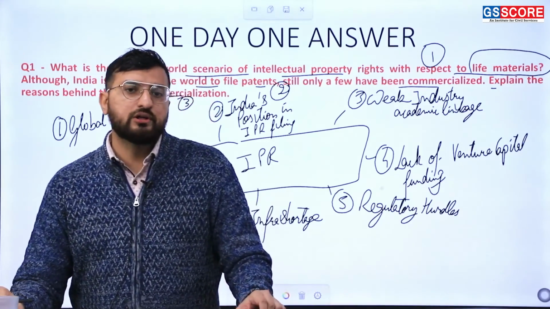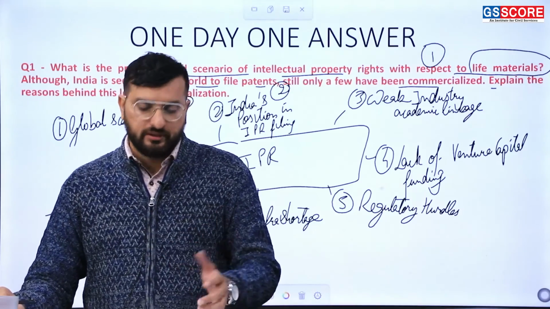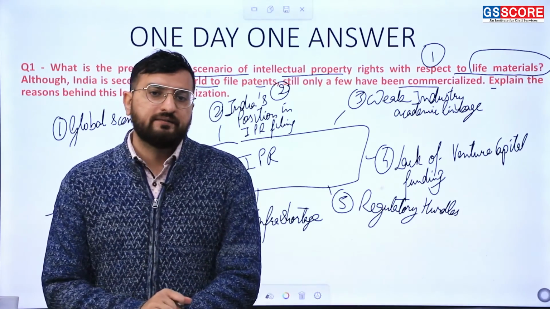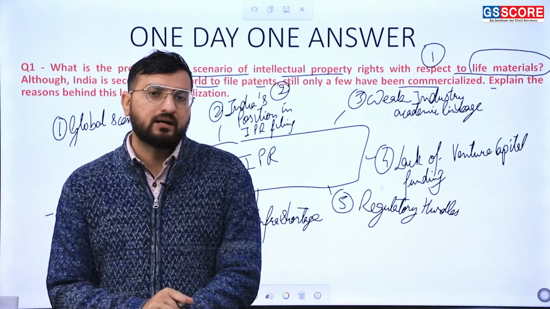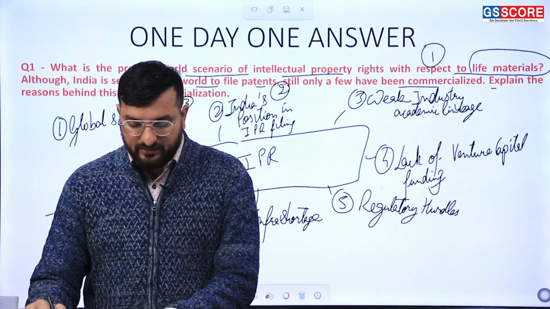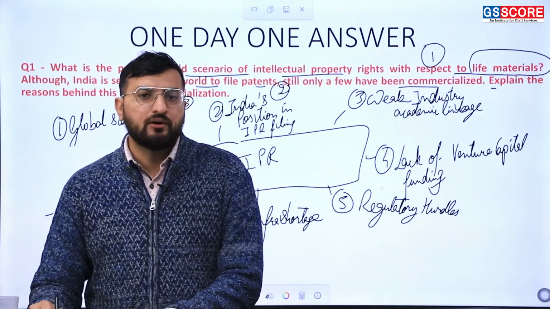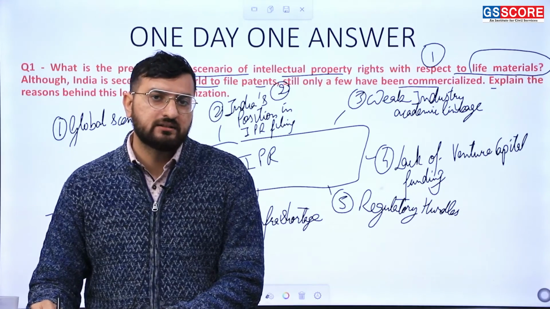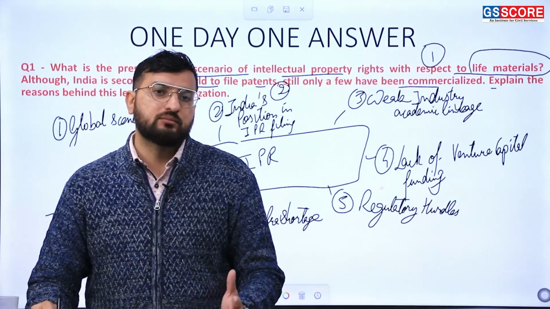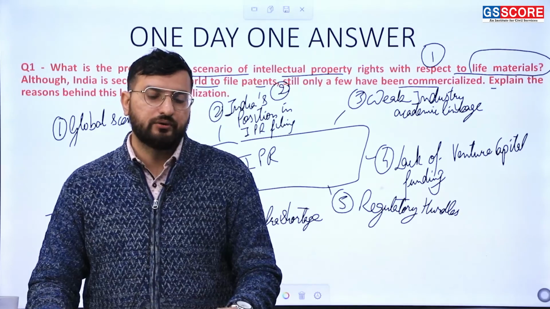Then in the conclusion, there should be an optimistic or futuristic conclusion: that if we are able to improve skill development, build strong industry-academic linkages, streamline regulations, and have more examiners, we will be fully able to exploit the technology. So this is how you have to write this answer.